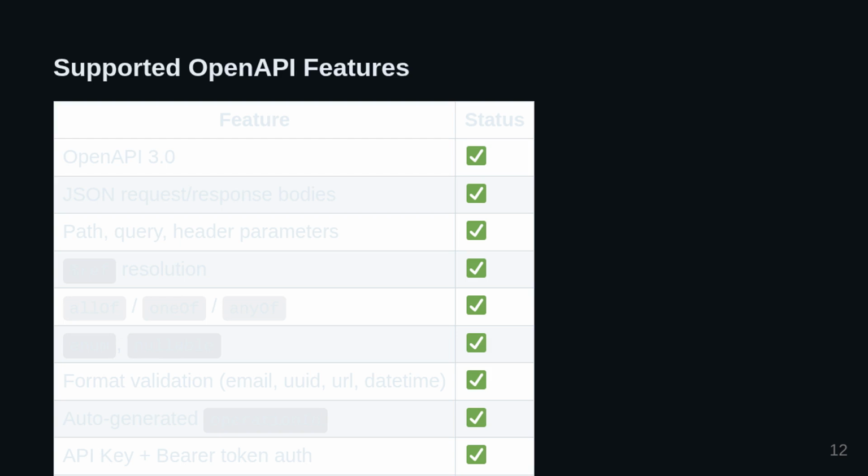It handles the full OpenAPI 3.0 specification, including JSON request and response bodies, all parameter types, path, query, and header. Complex schemas with allOf, oneOf, and anyOf are resolved correctly. Enum values and nullable fields are supported, along with format validation for common types like email, UUID, URL, and datetime. If your spec doesn't have operation IDs, MCP-gen generates them automatically. And every request includes a timeout and a descriptive user agent header.